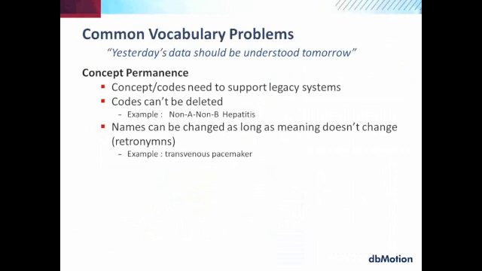So this is a common problem, and the example that everybody seems to know about is non-A, non-B hepatitis. The code over time has kind of changed its meaning. Whenever hepatitis C came out, it wasn't non-A, non-B, but they didn't have C as well. So what did that code mean? And over time you weren't really sure what you were getting whenever the data was actually coming across. A good ontology or a good terminology should never, ever delete a code. They should never be changed.